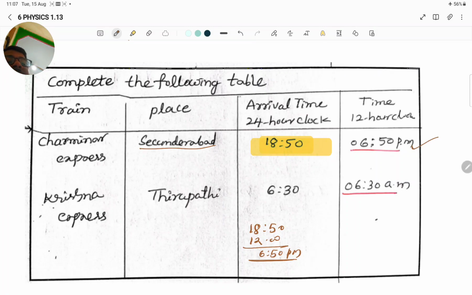Okay, right. Next, Krishna Express, Tirupati, 6:30. Only 6:30 is given. Simply 6:30 AM is the correct answer. Okay?